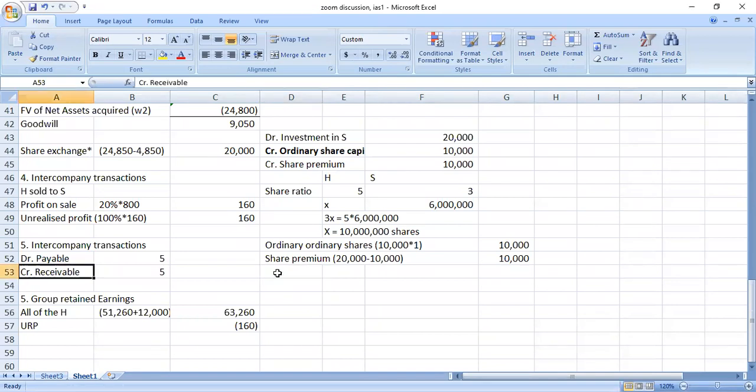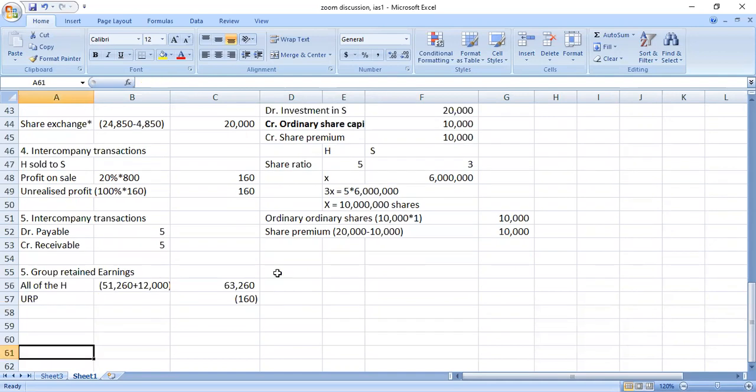Okay, welcome back. We're going to resume on group retained earnings. The working is such that, okay, this is working 6 now.